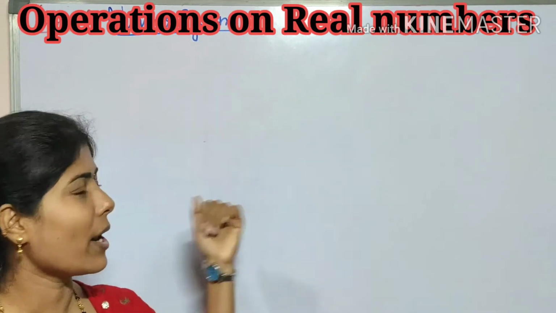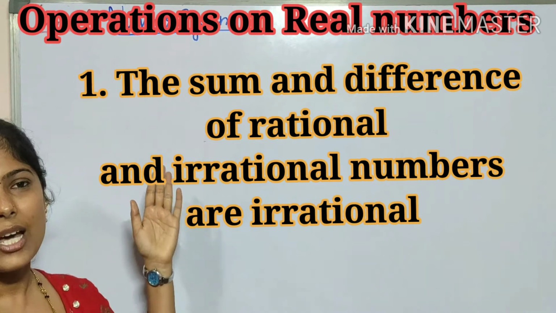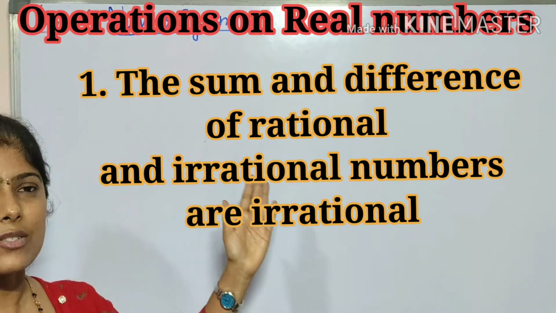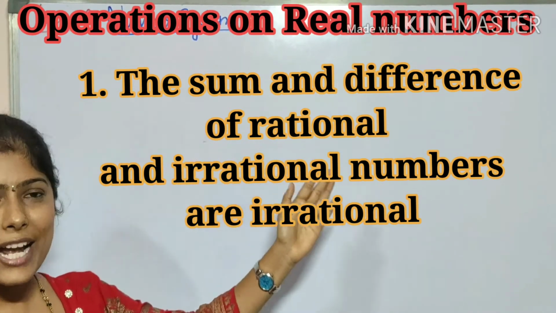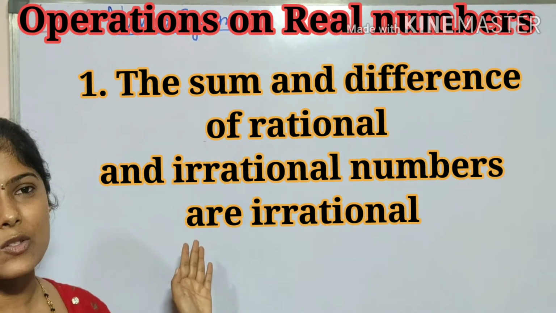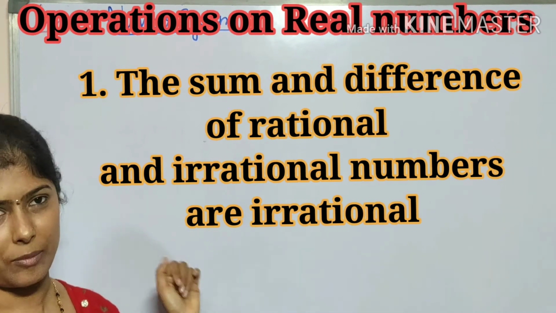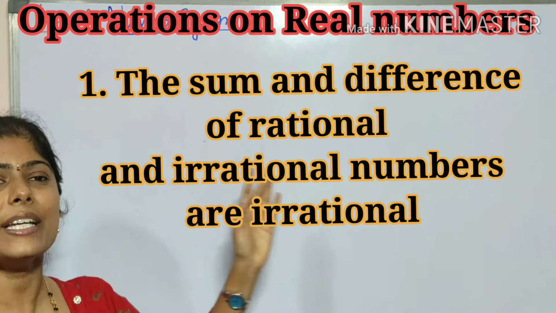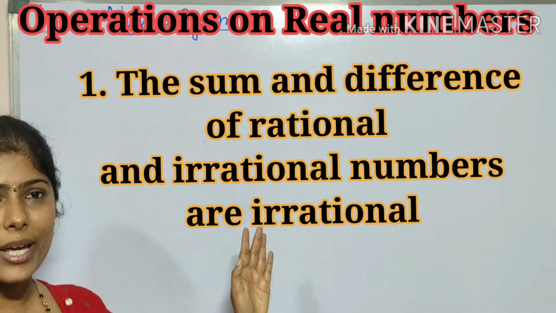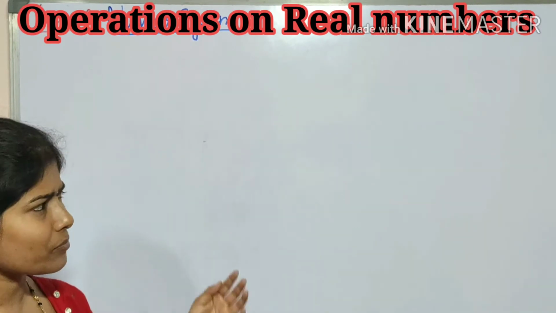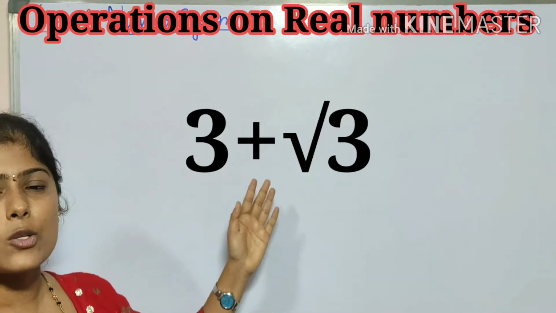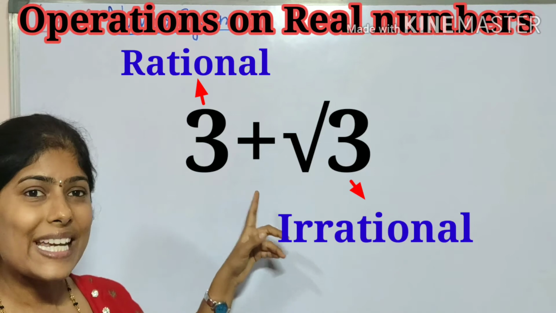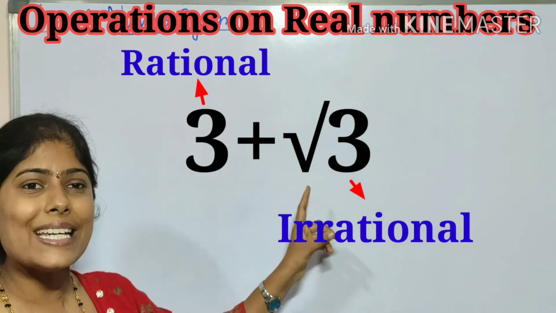Point number 1: the sum and difference of rational and irrational numbers are always irrational. Example: 3 plus root 3. Here 3 is a rational number, root 3 is an irrational number.